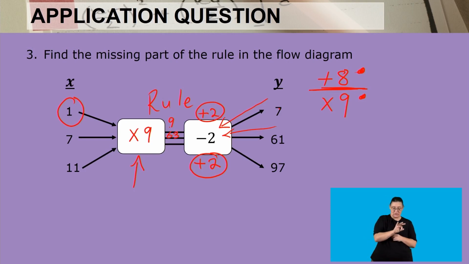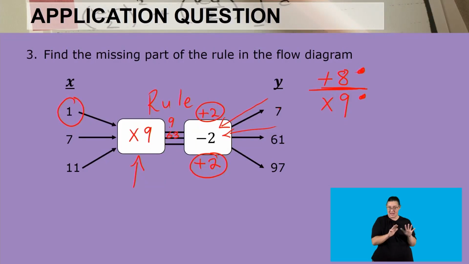But let's check with our first input and output value if it works. 1 multiplied by 9 also gives us that 9 that we found there. So just to be extra sure, let's see if it also works with the last input and output values. We have been given a 97, and we are going to apply the additive inverse of minus 2 by adding 2. So 97 plus 2 gives us 99. Now 11 multiplied by 9, do we get that 99? Yes, we do get that 99.